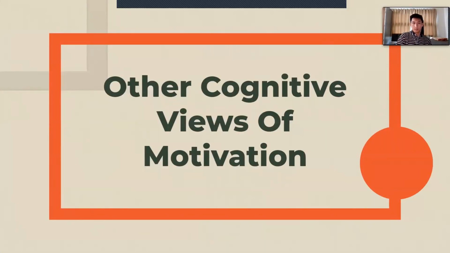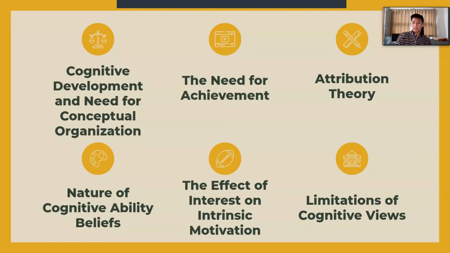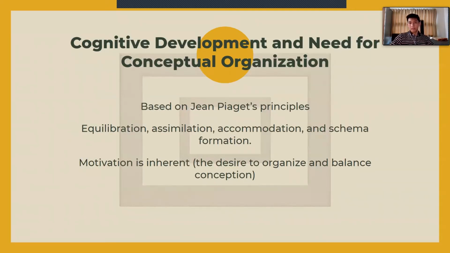Okay, so in this part of the presentation, I will be speaking about the other cognitive views of motivation. This section mainly covers 6 parts. The first 5 parts being the different cognitive views of psychologists with regards to education and motivation of students. And the 6th part is the limitation of those cognitive views. The first one is cognitive development and need for conceptual organization. This view mainly talks about the principles taught by John Piaget, which is equilibration, assimilation, accommodation, and schema formation.